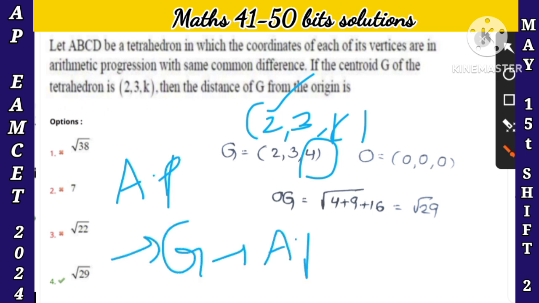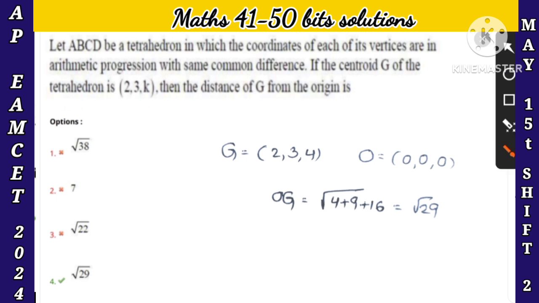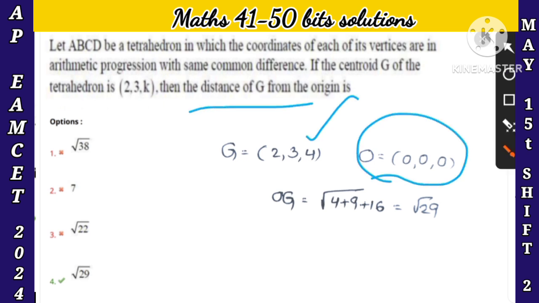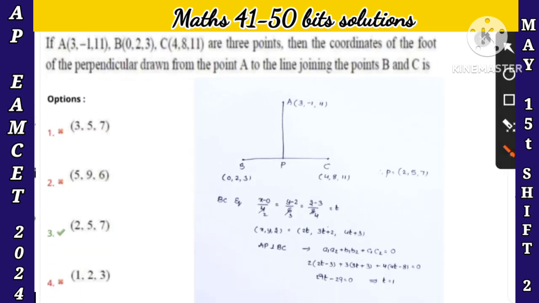Given that the vertices' coordinates are in AP, automatically the centroid coordinates are also in AP. Two values are directly given, so you can take the third value as 4. That's all. Origin is 0, 0, 0. The distance from the origin to the centroid is root 29. That is nothing but the last option. That's the answer. Okay, see the next problem.